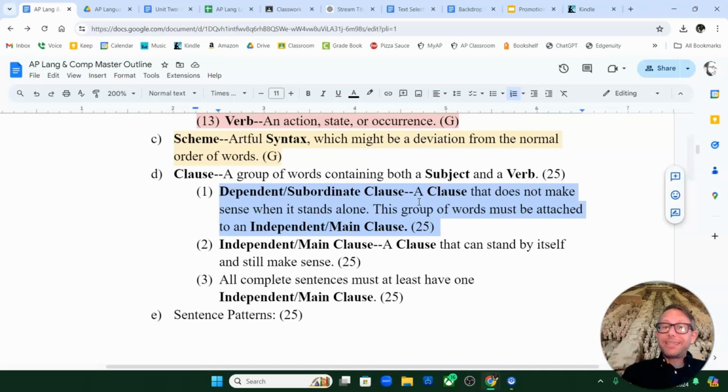Well, this is a clause that does not make sense when it stands alone. AKA, if a clause always has a subject and always has a verb, then the dependent subordinate clause is the one that's specifically lacking that complete thought that we refer to, okay? And as a consequence of that, it must always be attached to another independent main clause. And we'll come back to that independent main clause in a second. As you can see, that's our next thing.